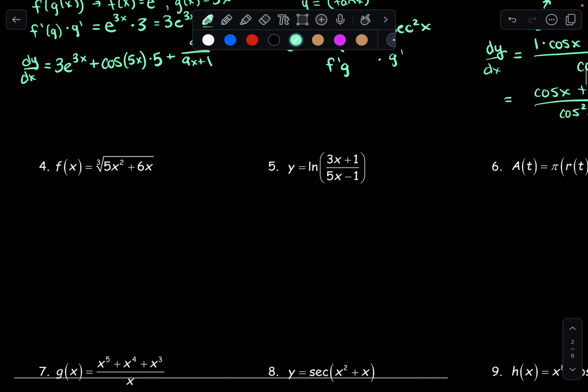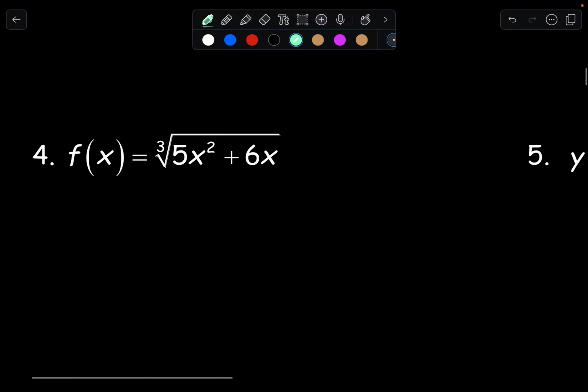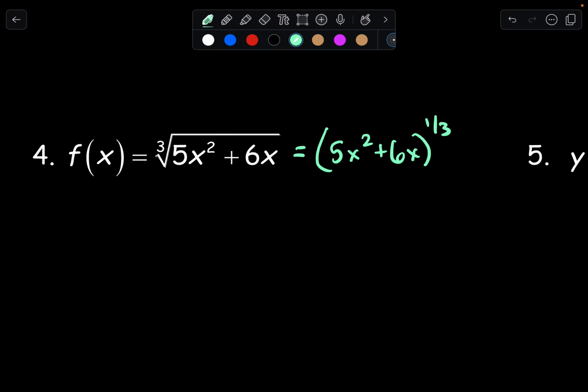All right, number 4, f of x is equal to the cubed root of 5x squared plus 6x. So this would be a quick rewrite. So 5x squared plus 6x to the power of 1/3. This is so that we can effectively use the power rule. And then again, we have a composition function, so we will also have to use the chain rule, okay? So f prime of x, using the power rule, I bring down the 1/3, 5x squared.